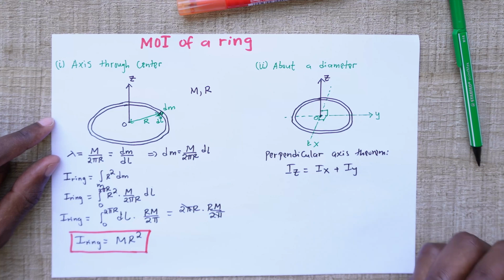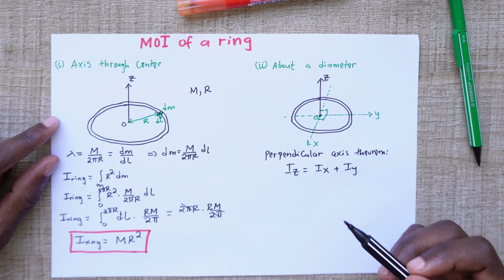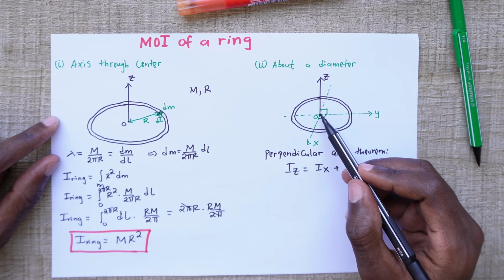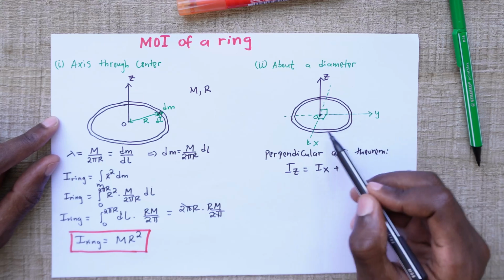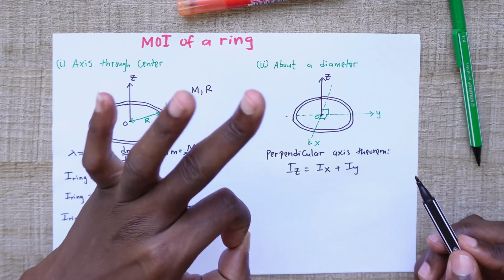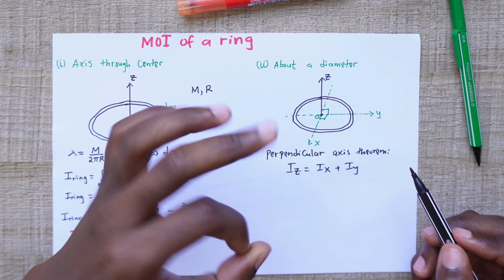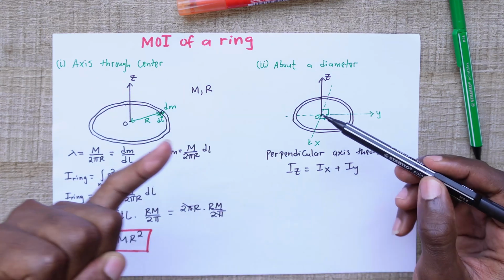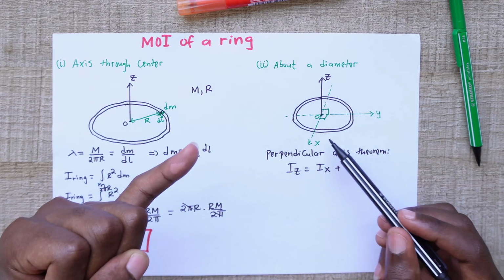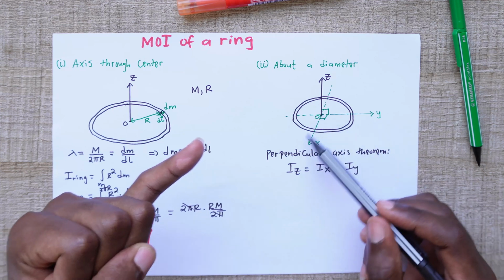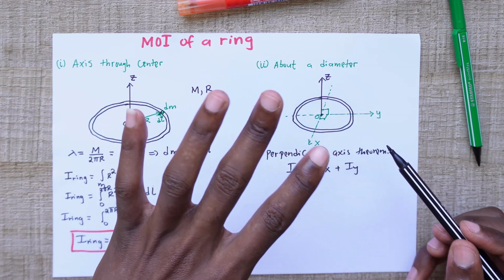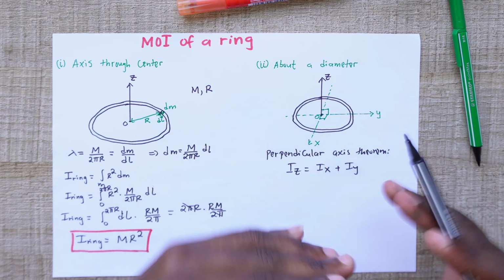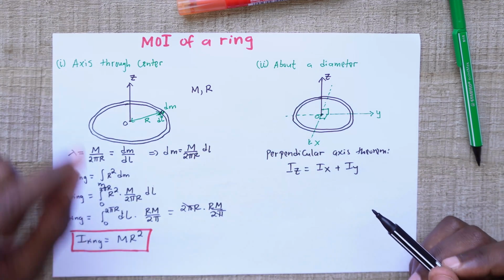Remember that we can only apply the perpendicular axis theorem if X and Y are perpendicular to each other. So we actually need three sets of perpendicular axes. You need Z, which is perpendicular to the other two axes in a given plane, and those two axes themselves must be perpendicular to each other. So take note of that.